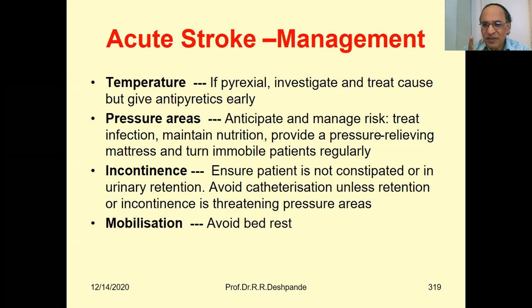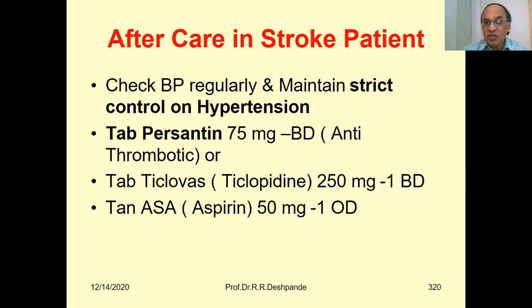Mobilization. As much as possible, step by step, mobilization is mandatory. Okay. After care in the stroke patient, check the blood pressure regularly by the family physician. Maintain strict control on the hypertension. Okay. Tablet Persantin, 75 milligram BD. This is antithrombotic. Tablet ticlopidine, 250 milligram 1 BD. Tablet ASA aspirin, 50 milligram 1 OD.